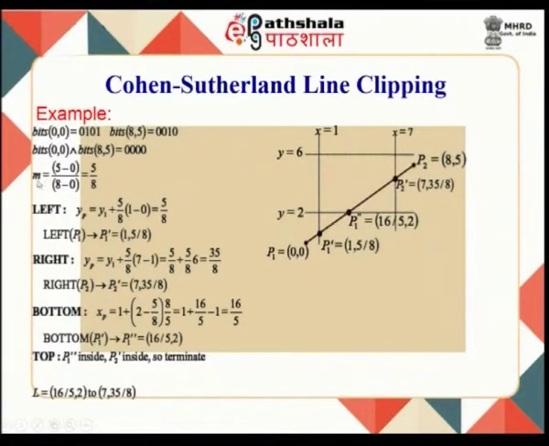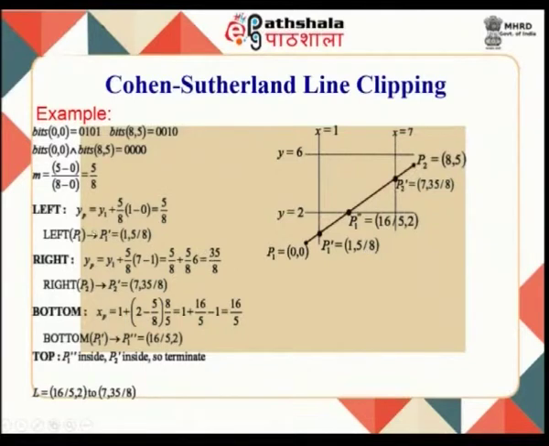So, compute m first. m is nothing but y2 minus y1 by x2 minus x1, and now m is actually 5 by 8. Start with the left, then go to the right, then the bottom and then the top. First find the intersection of the line with the left boundary. The left boundary is a vertical boundary, represented by x equal to 1. For intersections with vertical boundaries, we need to compute only the y coordinate of the point of intersection. The x coordinate is 1.